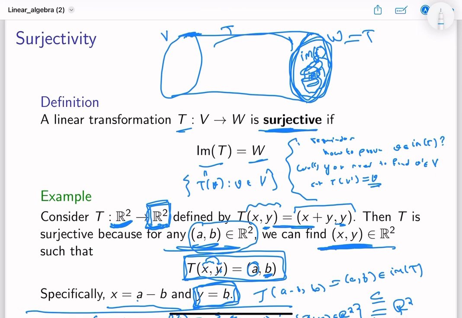Alright, so just a small note here. Some people refer to injectivity as a one-to-one map, and they refer to surjectivity as onto. It's just a convention, but I think injectivity and surjectivity are more common. And this is all I needed to discuss in this video.